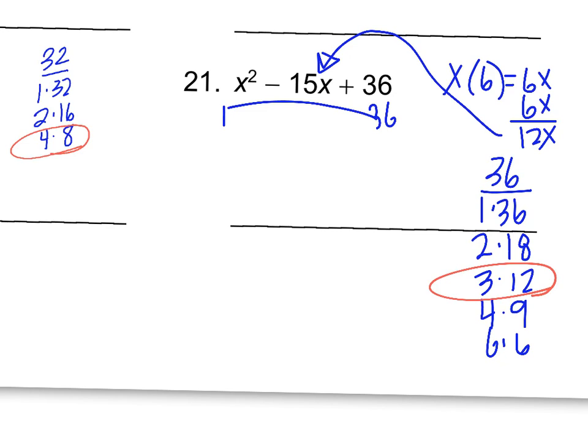And now I'm going to split up my x's, just like before. And I'm going to put my numbers in, which are the 3 and the 12. And now I have a minus plus, which earlier I told you if you have a minus plus, then your signs are going to be minus, minus, and I'm done.